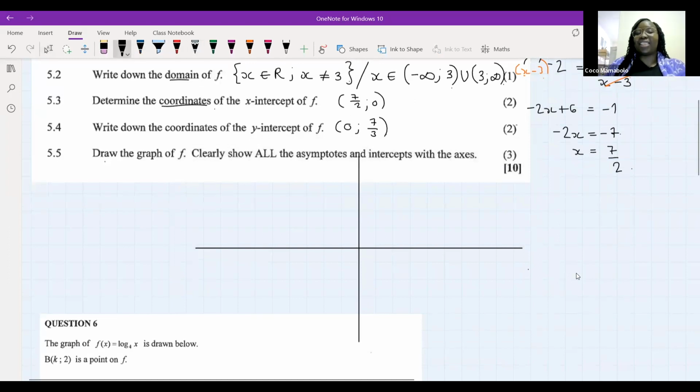Now, just note over here, guys, that they want you to mark all the asymptotes. So you must show them all the asymptotes.